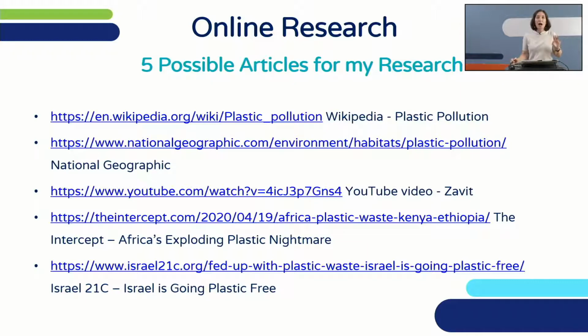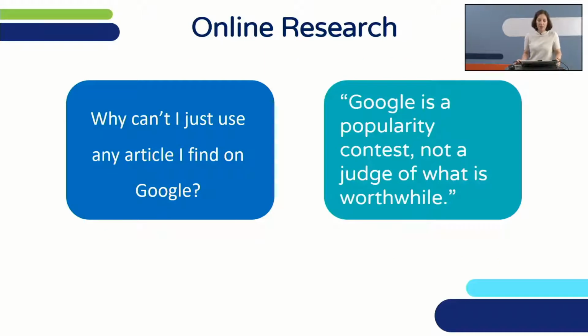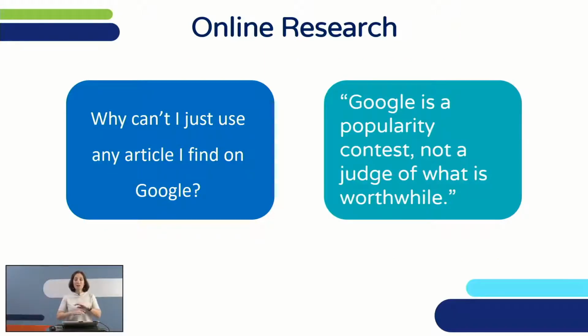So the first articles when I looked on Google that I found were these articles. These were some that I picked out that I thought would be good articles. I'm going to take a look at them. Why can't I use just any article that I find on Google? Let's say the first top 5 Google articles that come up on Google.